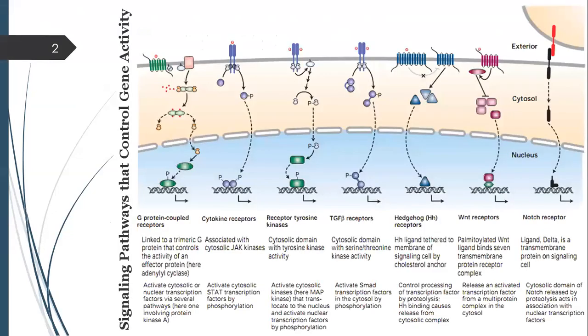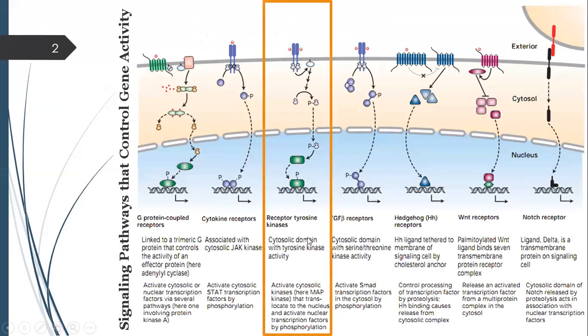Three of the pathways within the seven. So G protein coupled receptors, we have done with that. We have done with the cytokine receptors and TGF beta. Now it is our turn to talk about receptor tyrosine kinase.